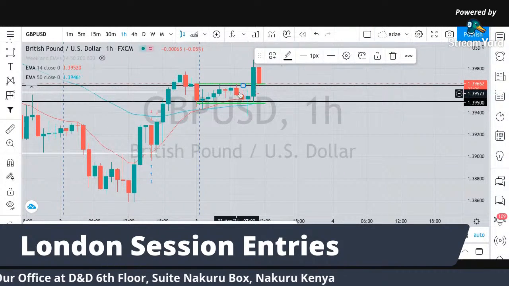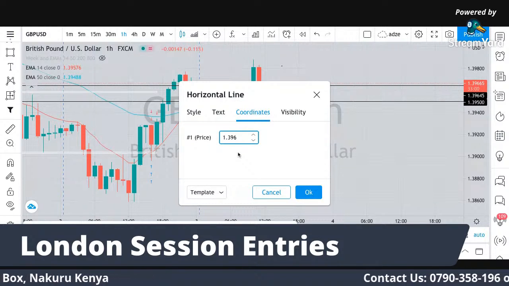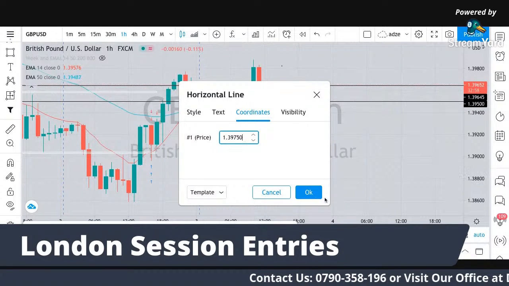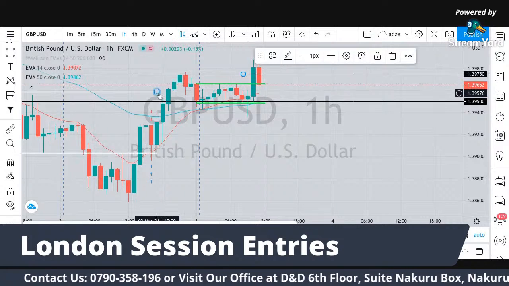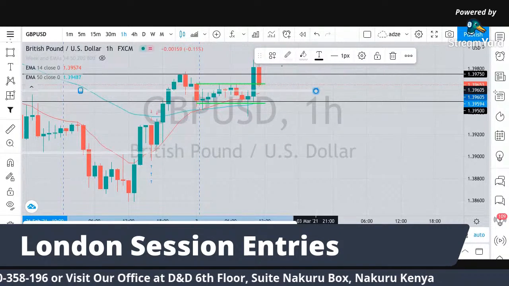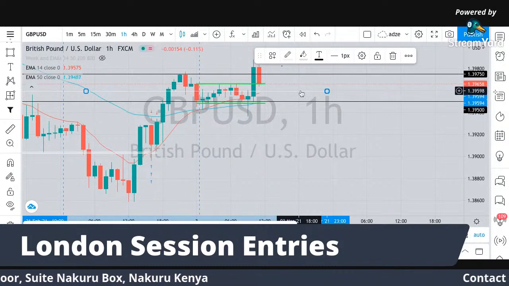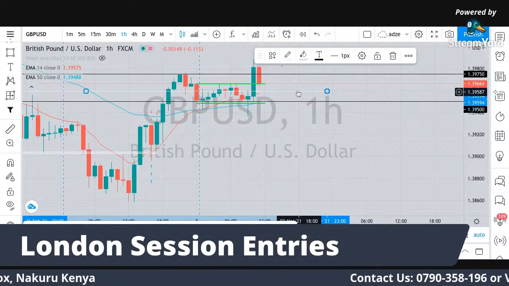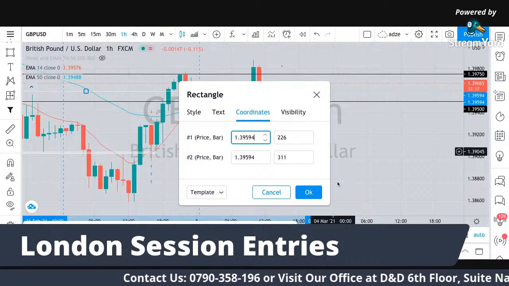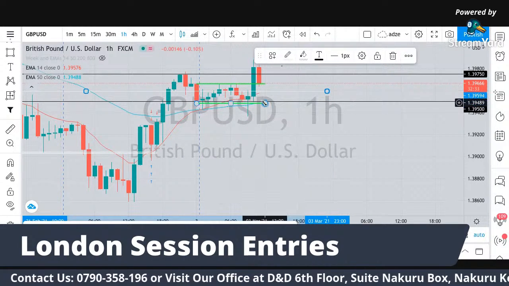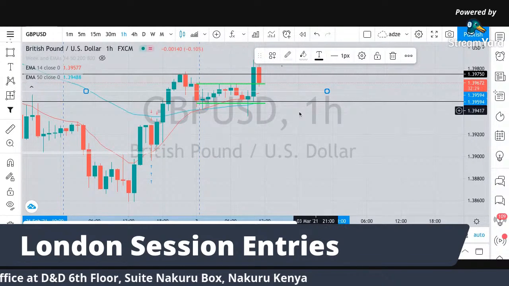Now this one is for the purpose of getting those precise entries with almost zero drawdown. So price was rejected here. If you check this, this will be my first entry at 139.6. If it takes me out, my next entry will be 139.5. If it takes me out, I'm done for the day until tomorrow.